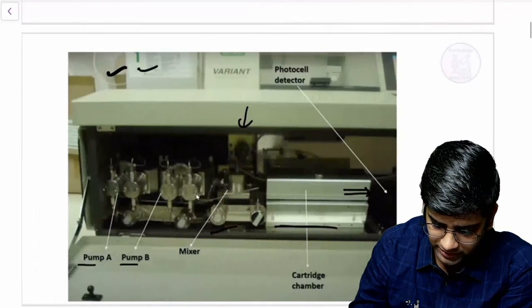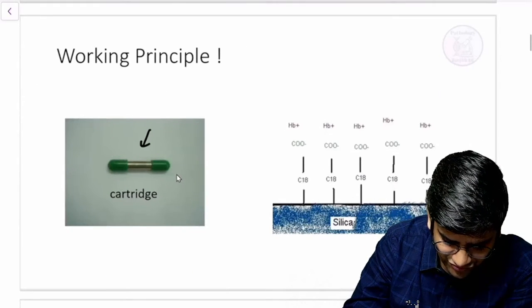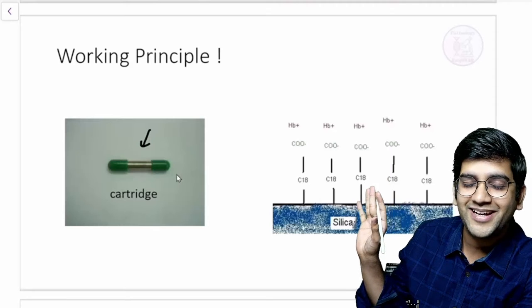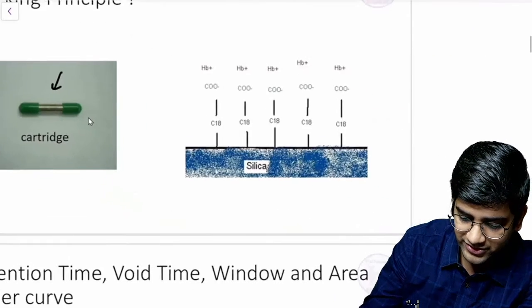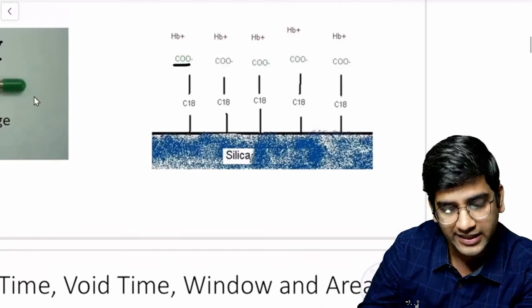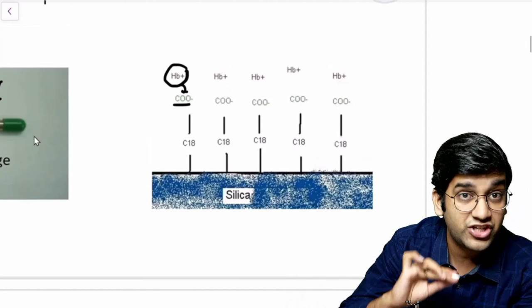Now look, have a look at this. This is what the cartridge is about. This is the only tiny thing. It's very, very tiny. The entire thing of hemoglobin HPLC happens in the cartridge, right? So if you look at this, this is what the cartridge has. It has the carboxy terminal, silica with the negative charge. My hemoglobin comes and binds to it, like I said. So this is my stationary phase, right?